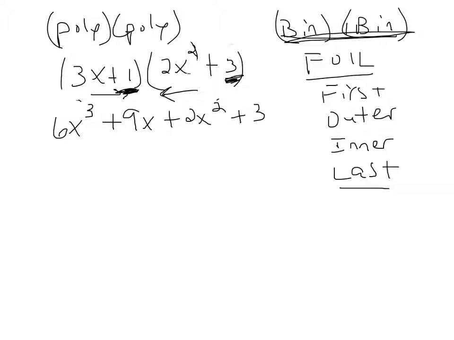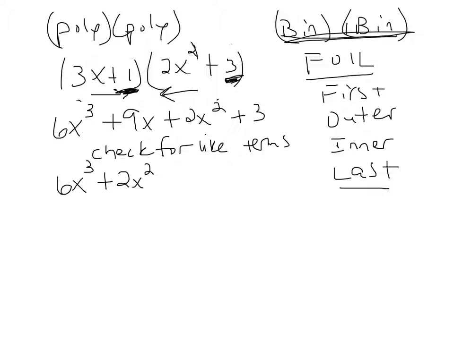We then check for like terms. There are none here, but we'll go ahead and write our answer in descending order: 6x to the third plus 2x squared plus 9x plus 3.